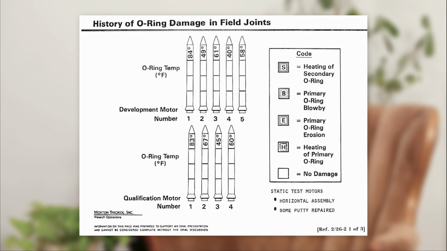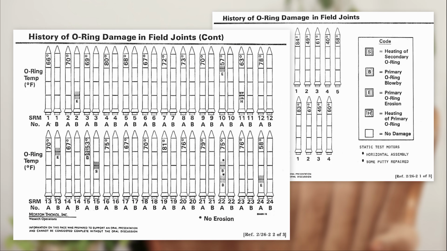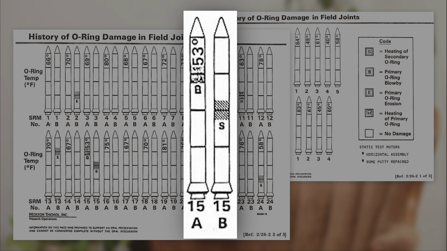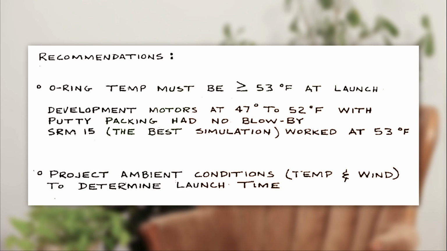This is a graph showing O-ring damage and temperatures for all rocket tests. And this is the same graph, but for the actual launches and not the tests. Each little pair of booster rocket cartoons encodes the O-ring temperatures, the location of any damaged O-rings, and the kind of damage taken. Got all that? In conclusion, it is my recommendation that you don't launch unless the temperature is at least 53 degrees.